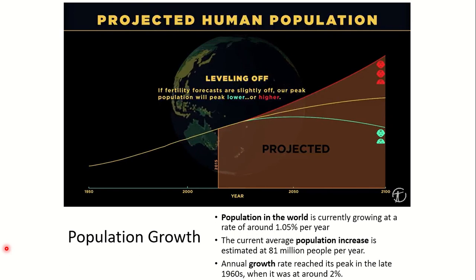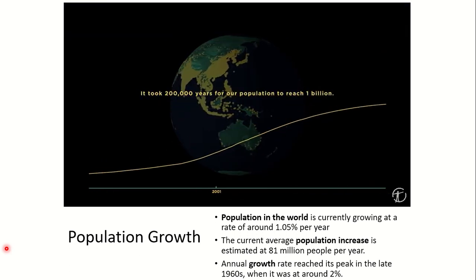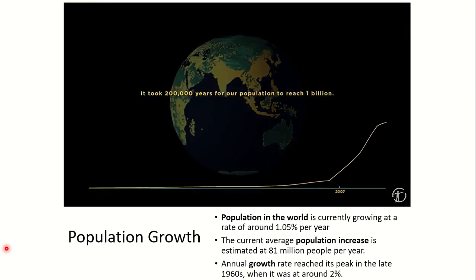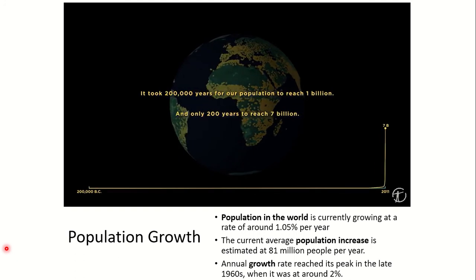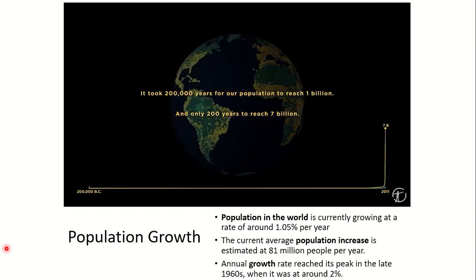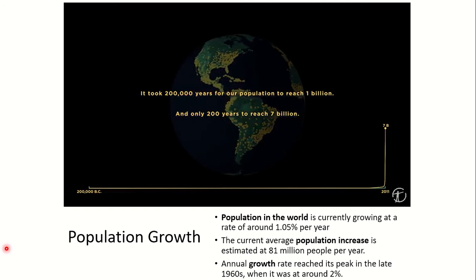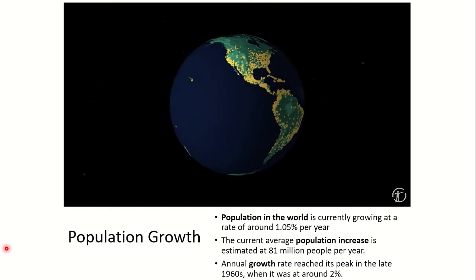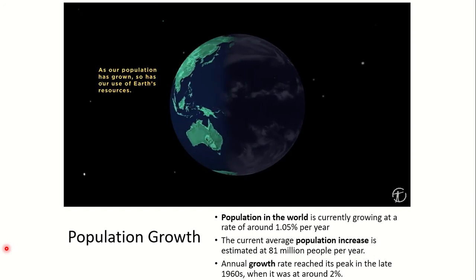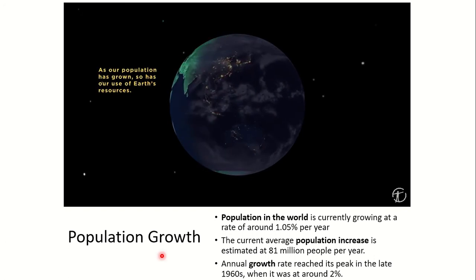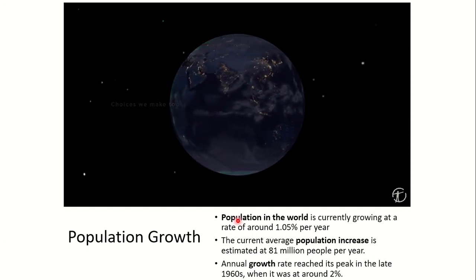So, though the population is now very, very high, it cannot keep on getting bigger. This screen summarises the overall trend. It took about 200,000 years for our population to reach 1 billion people, and only 200 years to reach 7 billion. Some key facts are down at the bottom here, and you should note those down.